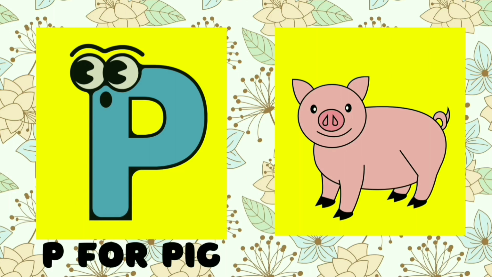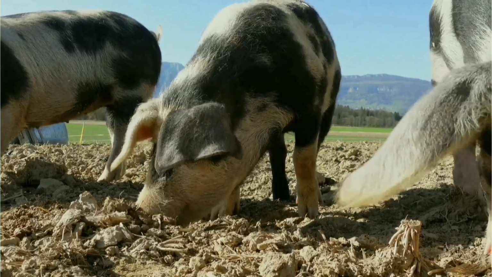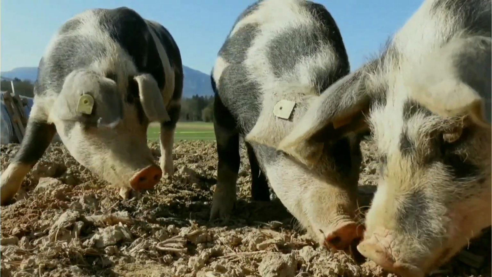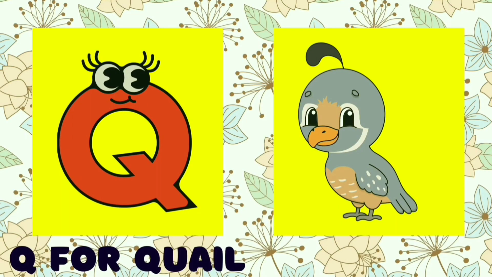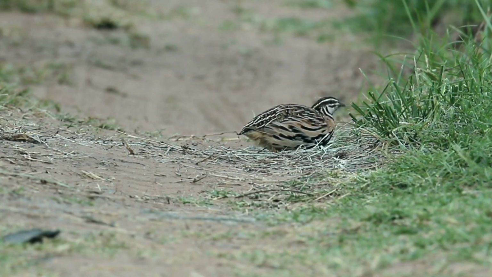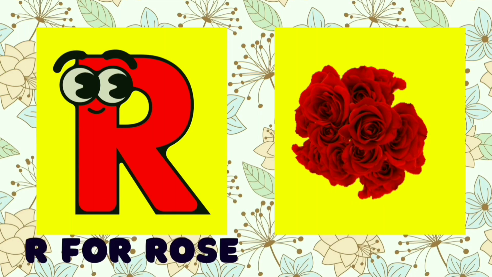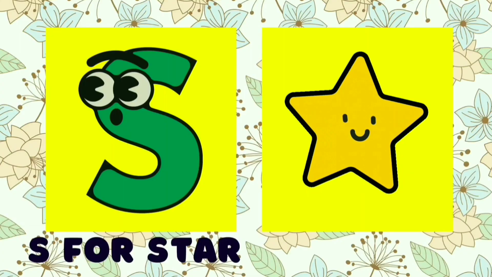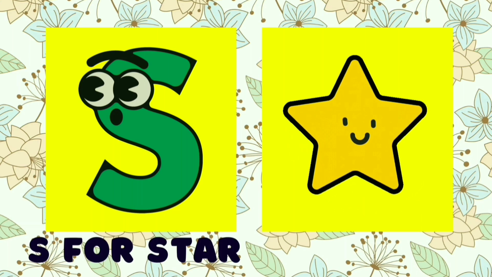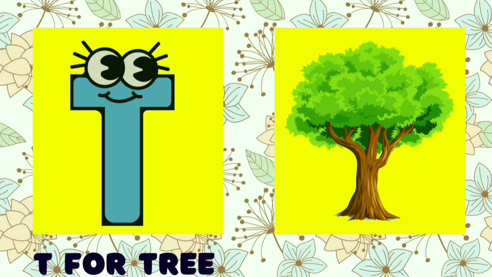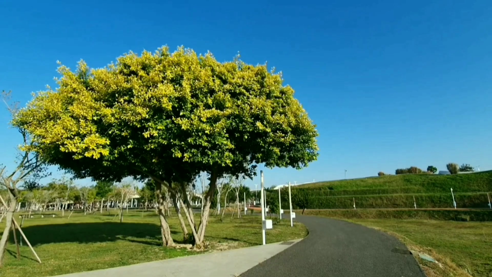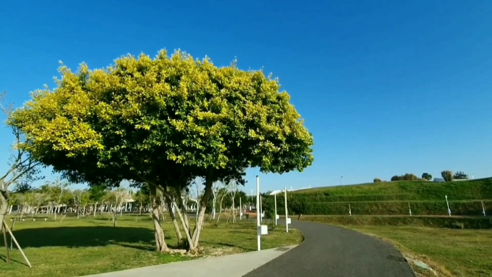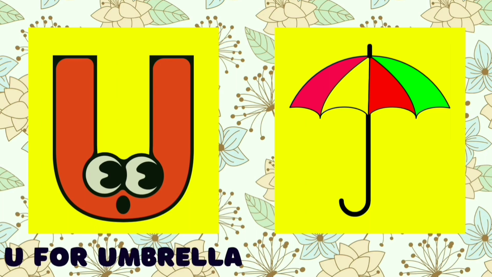P for pig. Q for queen. R for rose. S for star. T for tree. U for umbrella.